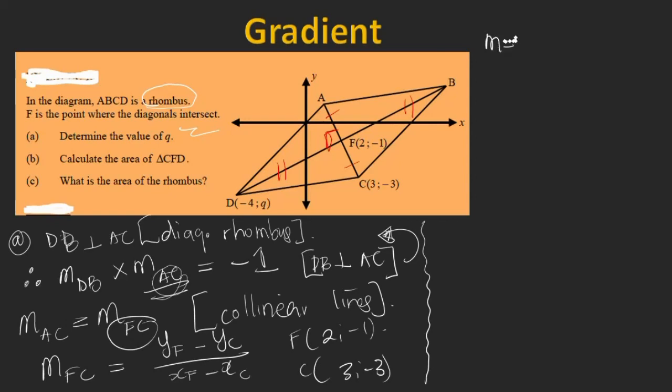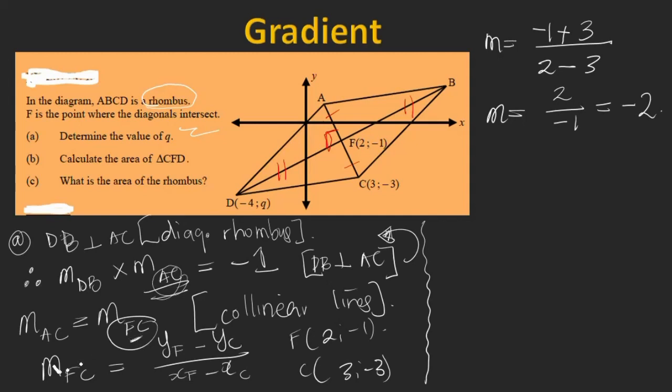For me to find that gradient, I can easily substitute y at F. It's how much? -1. So I have -1 minus y at C. It's how much? -3. So this makes this a positive, then now I have a 3. Then x at F is how much? It's 2 minus x at C. It's how much? It's 3. Therefore, my gradient here is -1 plus 3, that is 2. 2 minus 3, that is -1. Therefore, my gradient there is -2, right? And that is the gradient of what? That is the gradient of FC.